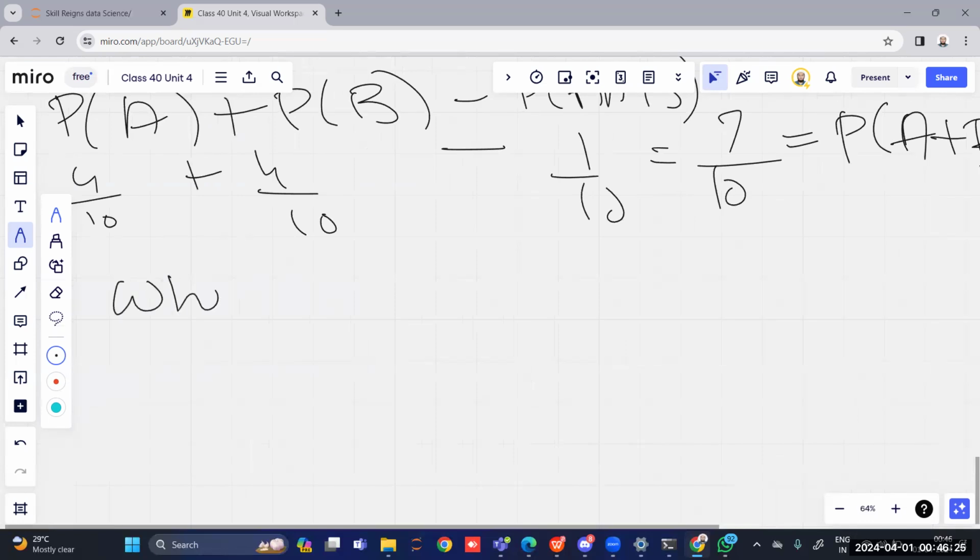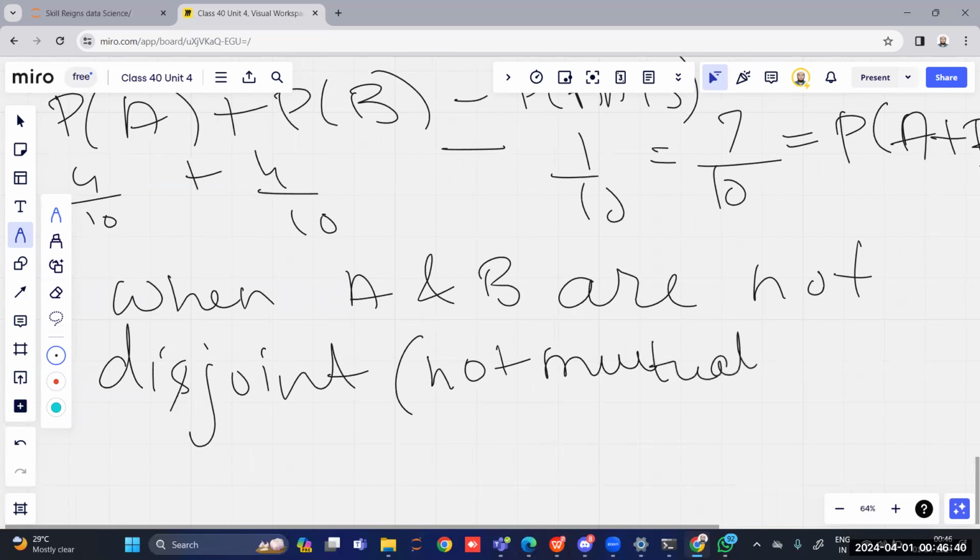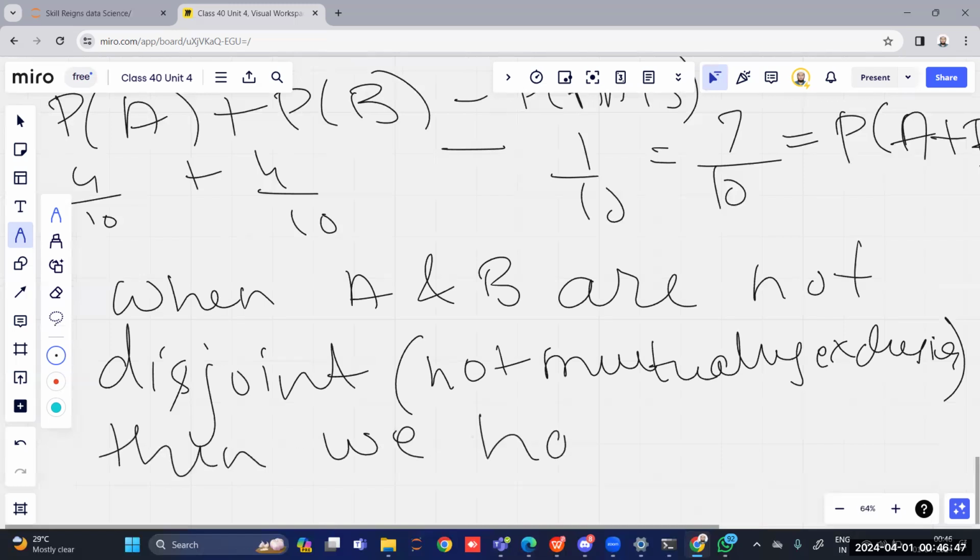When A and B are not disjoint, there is a second word we had seen yesterday for disjoint. That was mutually exclusive. Not disjoint means not mutually exclusive. Then we have a formula, and this is a general formula as well.